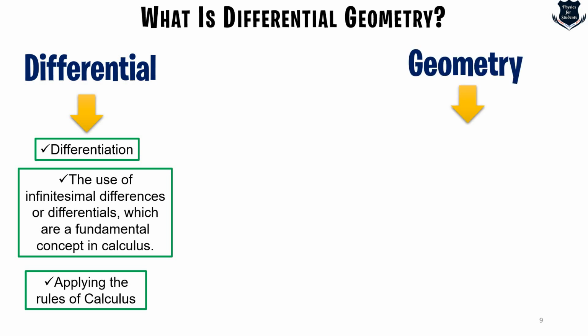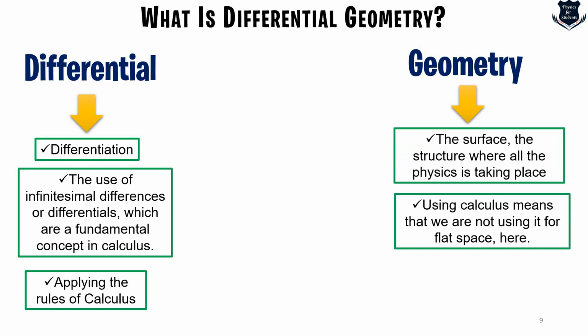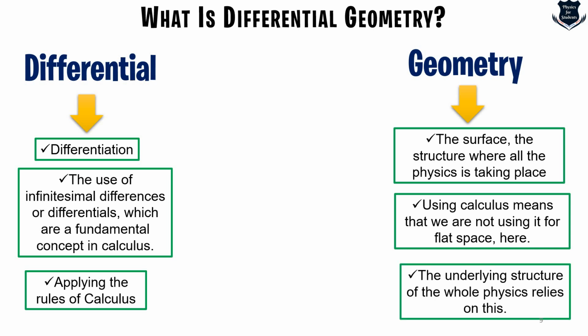On the other hand, we have geometry. If we call it geometry, then obviously we are working with surfaces and structure, the arena in which all of physics, be it Newtonian mechanics, general relativity, or electrodynamics, usually takes place. Obviously, when I'm using calculus, I am not using a flat space. So the underlying structure of the whole of physics revolves around geometry, and that geometry uses the rules of calculus. Together it makes up differential geometry.